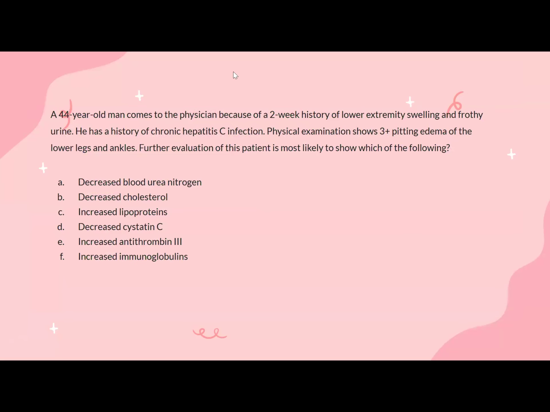All right. A 44-year-old man comes to the physician because of a 2-week history of lower extremity swelling and frothy urine. Once again, what are we thinking? Nephrotic. He has a history of chronic hepatitis C. So what kind of nephrotic are we thinking of? Okay, I hope you said FSGS. Physical examination shows 3+ pitting edema of the lower legs and ankles. Further evaluation is most likely to show which of the following.